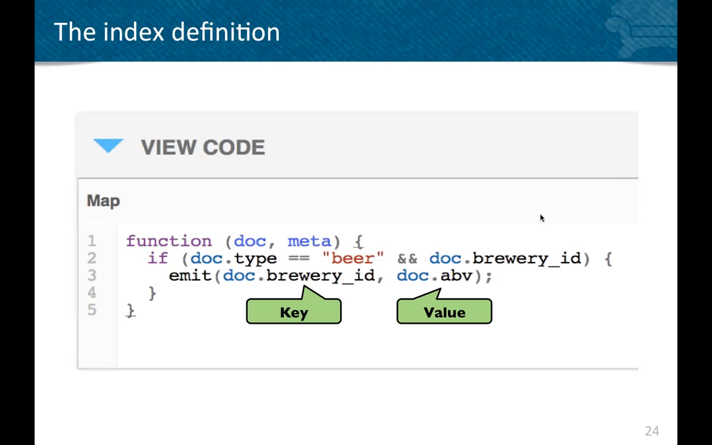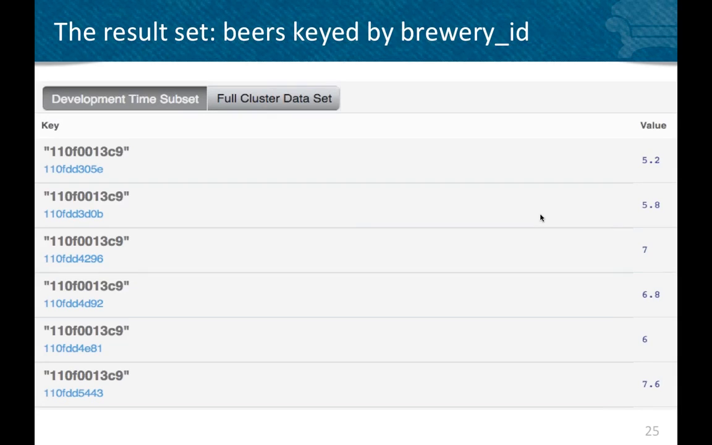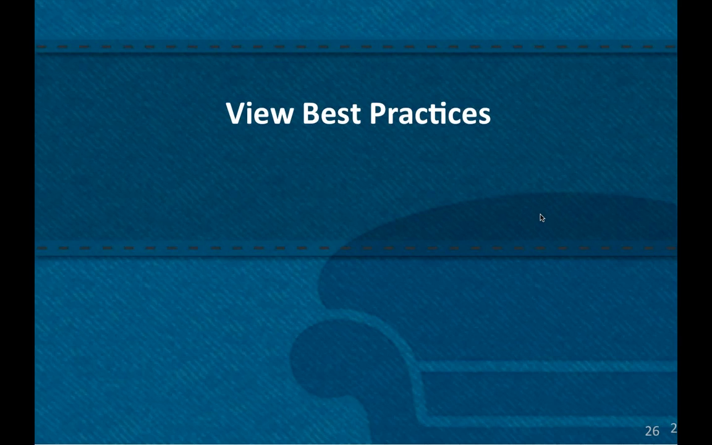Most of what you're doing most of the time, you're just going to be emitting keys, and your value is going to be null or empty, or sometimes like number 1 if you want to count some stuff. But generally, you can leave out the value and just work with keys, because you'll want to fetch the full document anyway once you get the result set back. So there's that result set again, the beers keyed by the brewery ID.